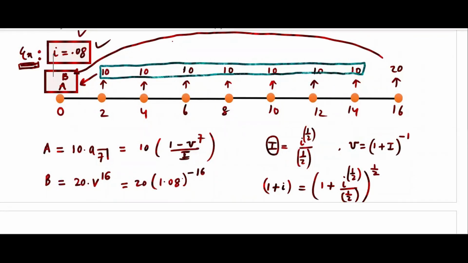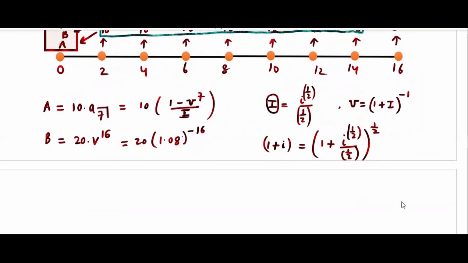This formula we need to use. Remember that the half-yearly interest rate is i(2)/2, and the 2-year interest rate is i(1/2) divided by 1/2. So i is given as 10%, and I need i(1/2) divided by 1/2. Sorry, 8% is given, so 1.08 to the power 2, then I subtract 1.